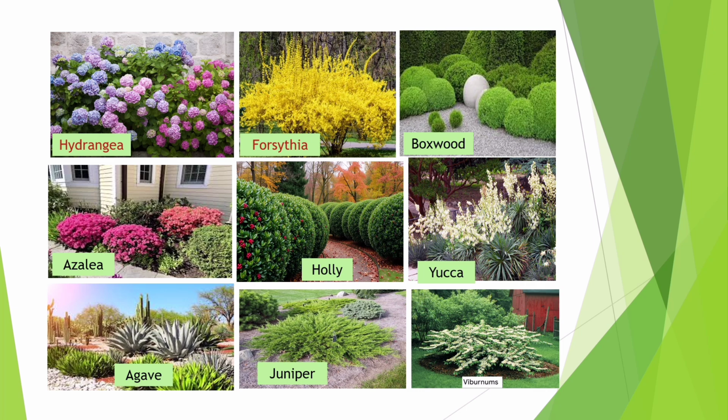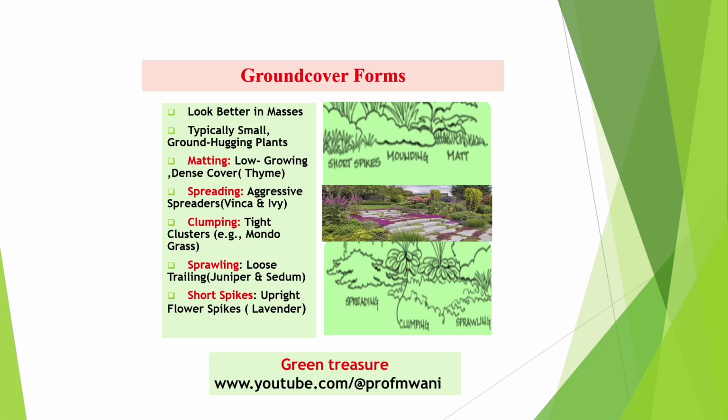Spirea, viburnum, these are some of the shrub plant forms. Here is hydrangea, which is an upright vase type, and then you have forsythia, which is arching. Boxwood and azalea are mounding, and holly is a rounded one, a globe-like structure. Yucca is here and agave is there, and then these are creeping, which are juniper, as well as the irregular one, which is viburnum. These are some of the plants which are used in a garden because of their particular shapes.